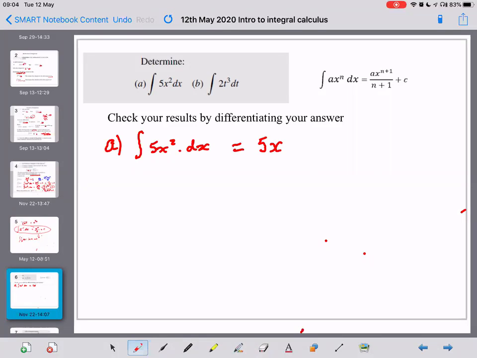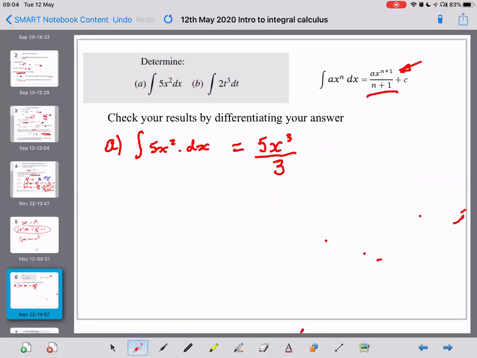If you look up here, the top of your fraction is 5, and then you've got x to the 2, so you've got to do x to the 3, 2 plus 1, and divide by 3. Yeah, so you're right. You've got to change the index, and you've got to divide by the new index.